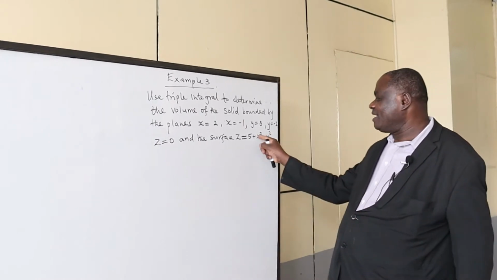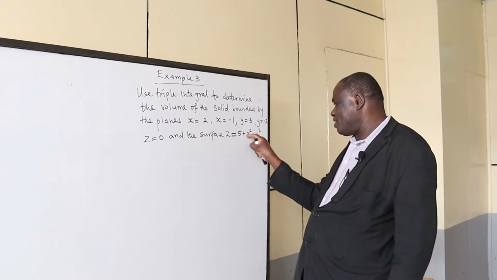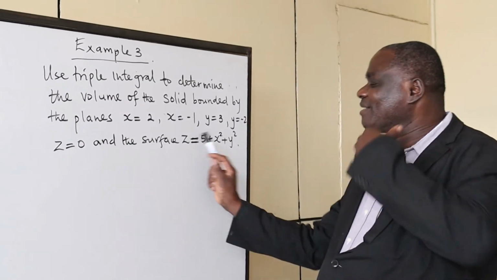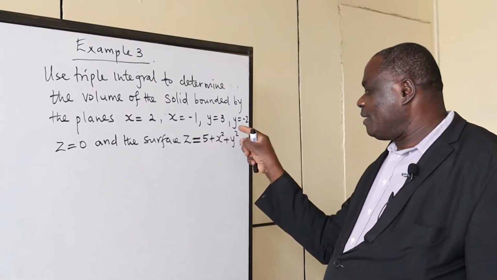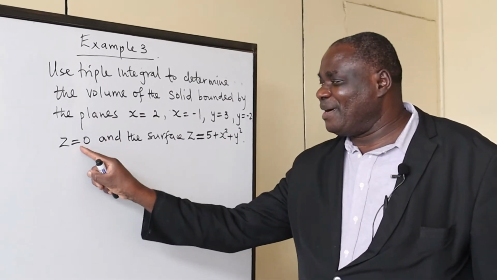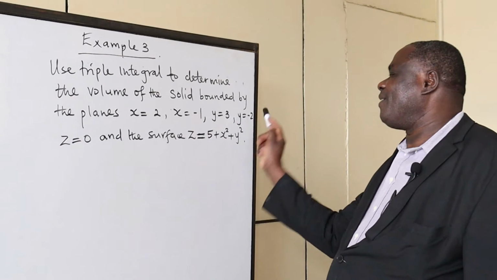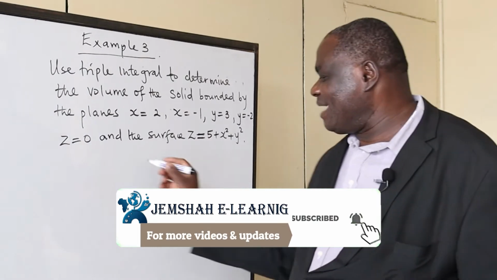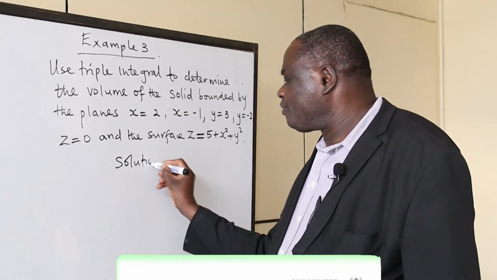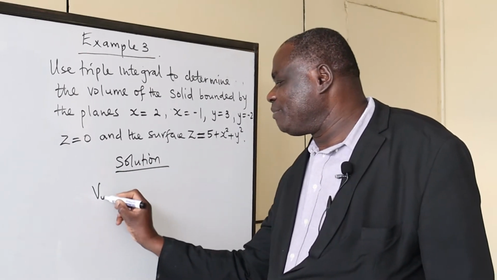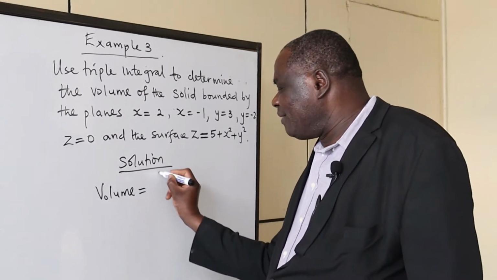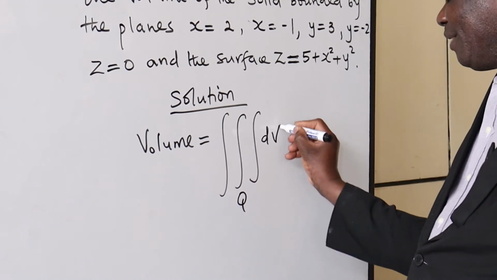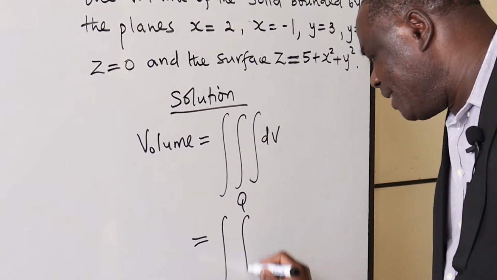And this curved surface, when you check from z limits, this one is above this other one, which has got the variable z. So this one will be the upper limit for z, and this will be the lower limit for z. Since these are just constants, we will get our limits easily here. So we simply say in our solution, volume is given by a triple integral. Limits come from the solid, then we put dV.